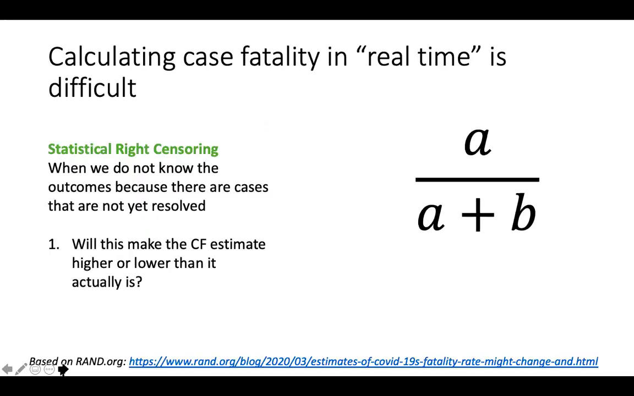The other reason why case fatality is hard to calculate in real time is a bias known as statistical right censoring, which really just means that there's a bunch of people, when we're taking our estimates, that we don't know what's happened to yet. We're going to calculate our estimate at a point in time. There's a bunch of people who are infected at that point in time, and we don't know whether they will go on and die from the disease or if they will recover. And what does this do to the case fatality estimate? It makes it lower than we would normally expect.